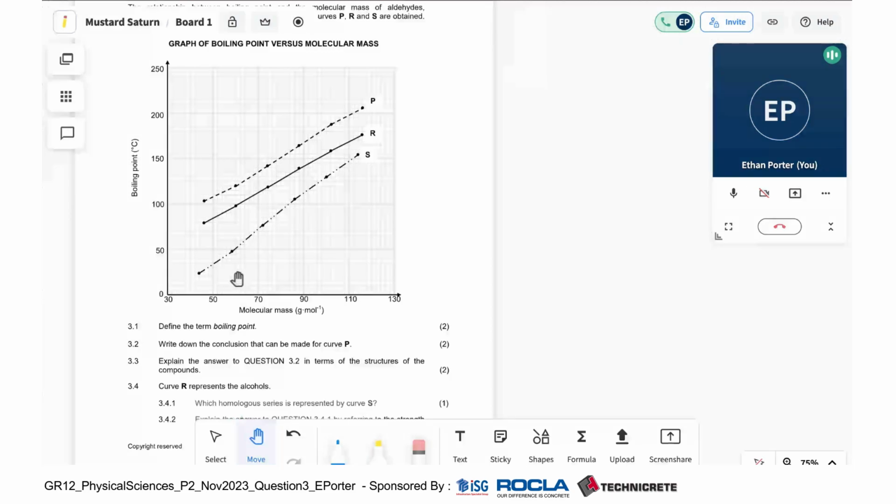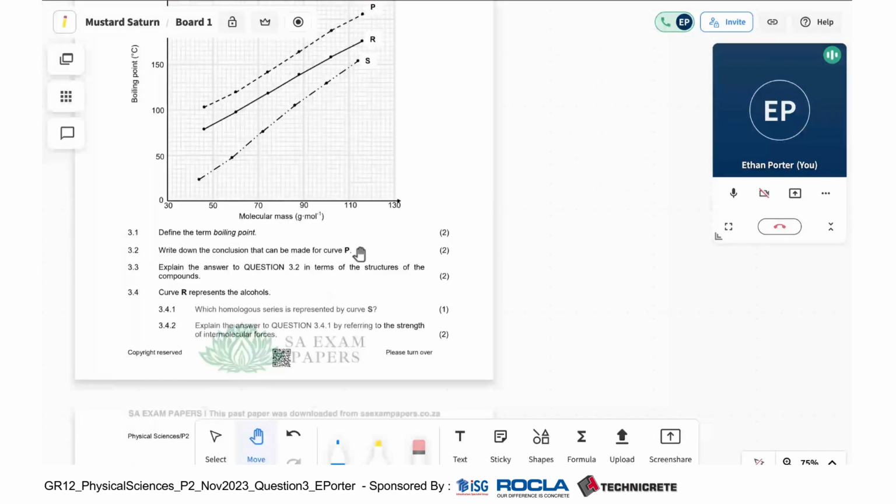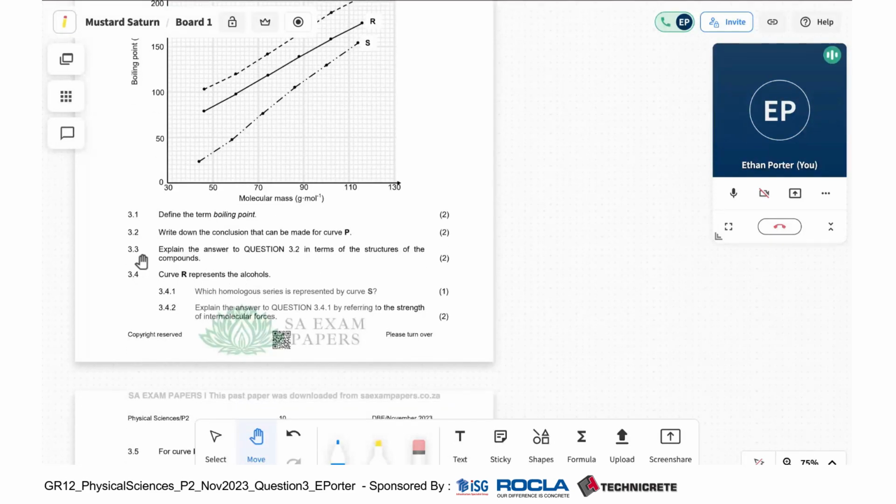So what we can see is as our molecular mass increases, the boiling point also increases. So that's all you need to say for question 3.2. As molecular mass increases, boiling point increases. That's the conclusion from curve P. So, question 3.3. Explain the answer to question 3.2 in terms of structure of the compounds. So, for this one, the question is basically asking why does the boiling point increase as the compound gets heavier?